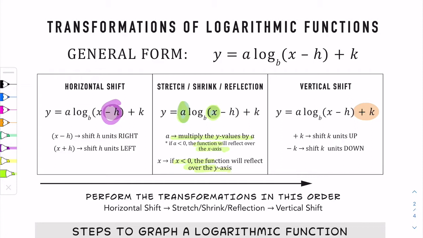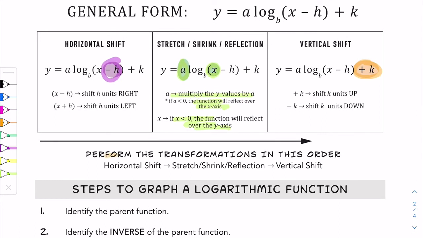So the second step is your stretch, shrink, or reflection. And the last step every time you're graphing is your up or down shift. If you are adding k, you're shifting up. If you're subtracting k, you're shifting down. You need to follow the transformations in the correct order, which is the order I just wrote them in. So horizontal shift, stretch, shrink, or reflection. Lastly is your vertical shift.